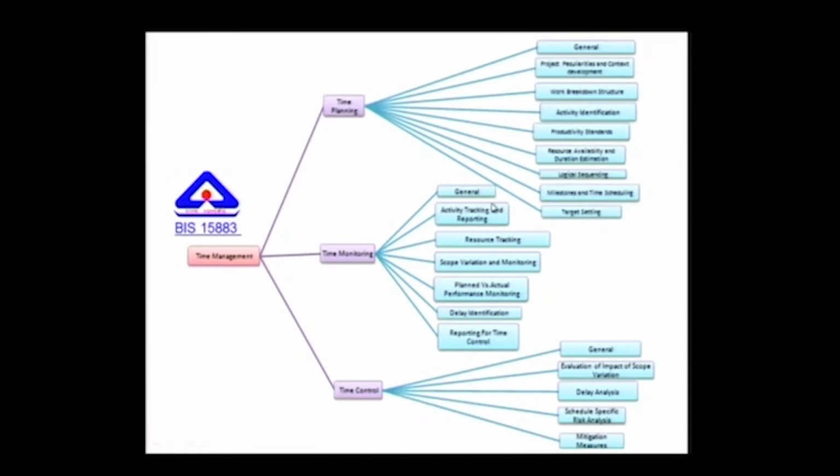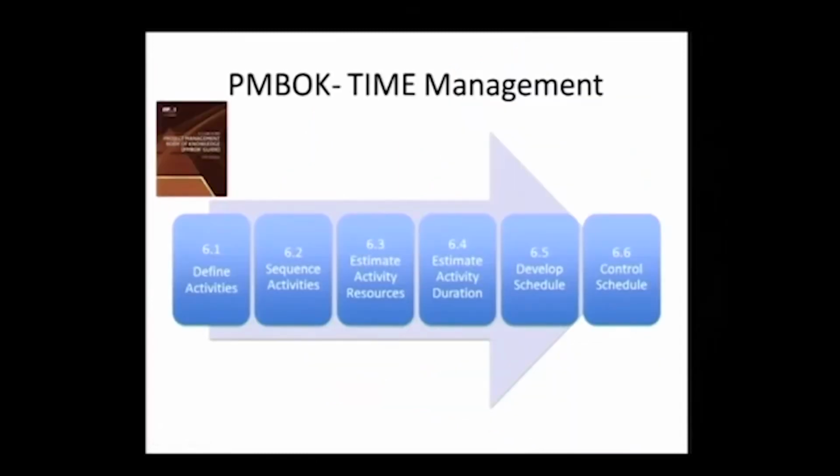So this is the way the BIS standard looks at it, and if you look at the PMI PMBOK standard, these are the elements of time management. We are defining activities, sequencing activities, estimating activity resources, estimating activity duration, developing the schedule and controlling the schedule. So if we look at the PMI framework, what are the elements we have covered in detail?